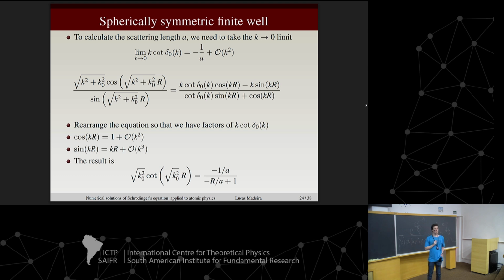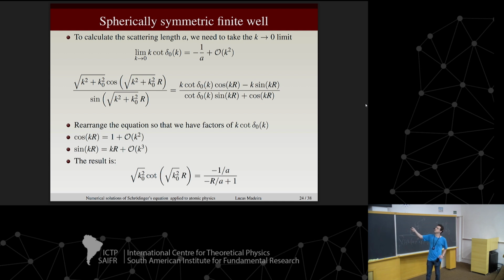On the right side, it's a little bit more complicated, because what I want is factors of K cotangent of delta, because when I take the limit of this, I get minus 1 over A. That's my strategy here. And I have a bunch of cosines and sines here. This result is good up to order K squared. I'm throwing away K squared and higher order terms. So I have to expand cosine and sine up to the same order. Cosine up to this order is going to be 1. Sine is going to be KR.